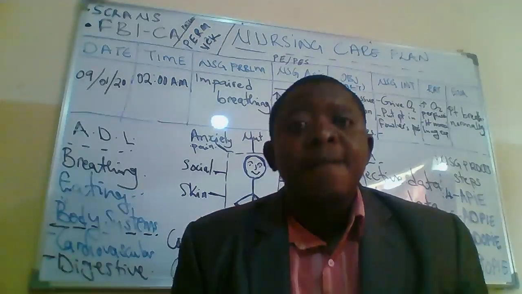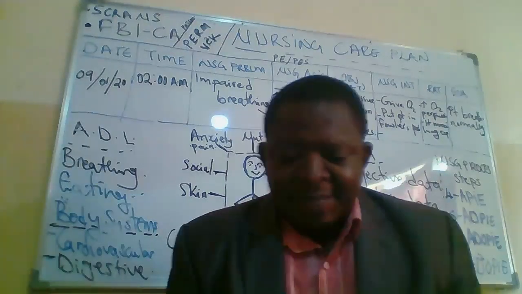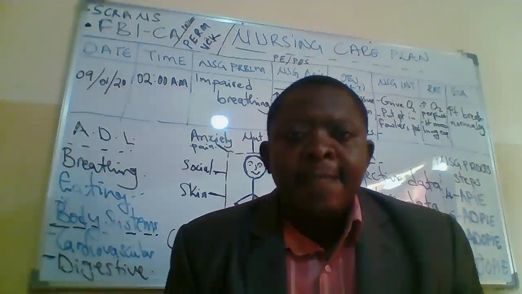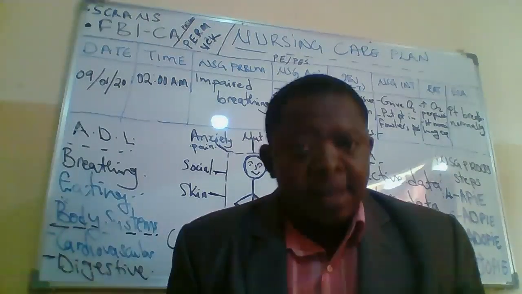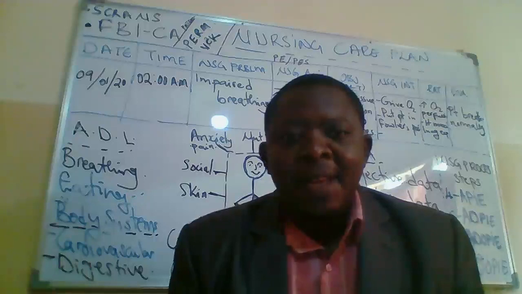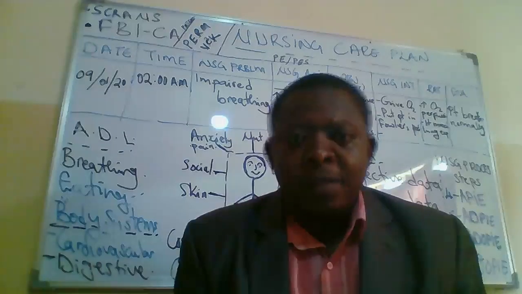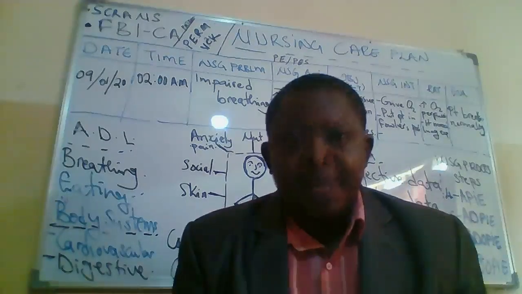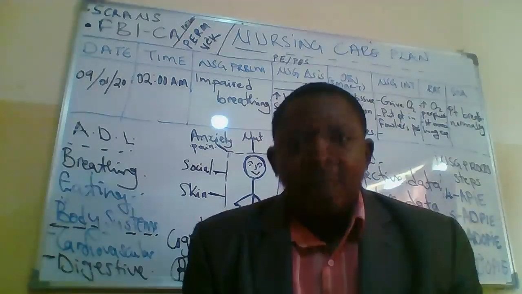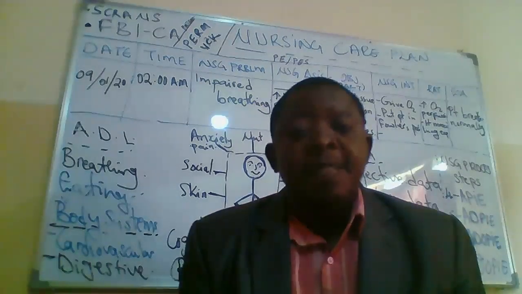And then we have the nursing problem. The nursing problem there is impaired breathing. The word impaired is being used to define or give more meaning to what is happening to breathing, or the process of breathing. The word breathing can also be replaced by the words gaseous exchange or gas exchange. Impaired gaseous exchange. Ineffective gaseous exchange.